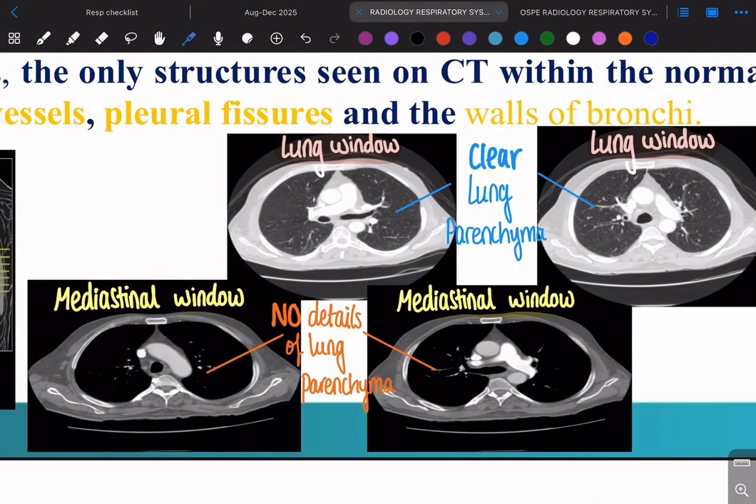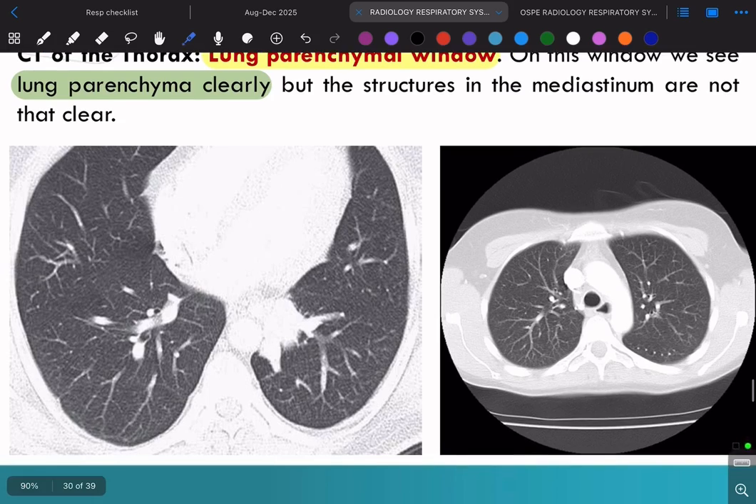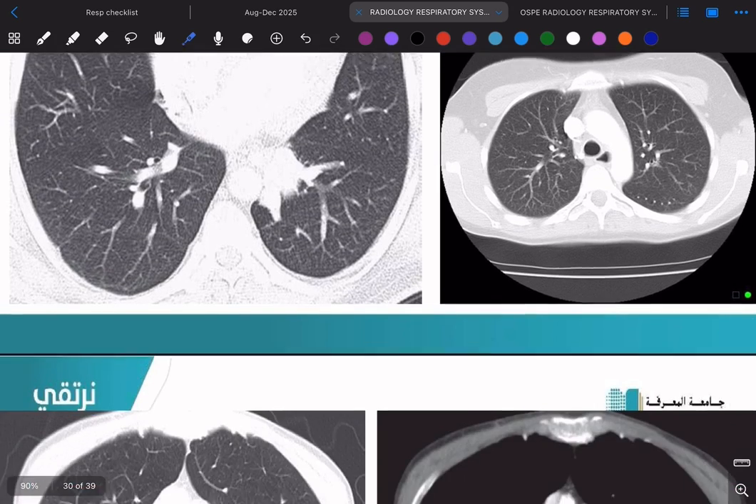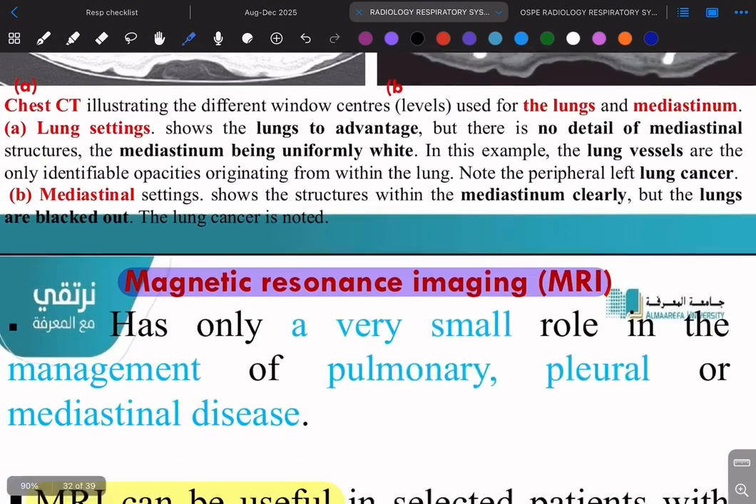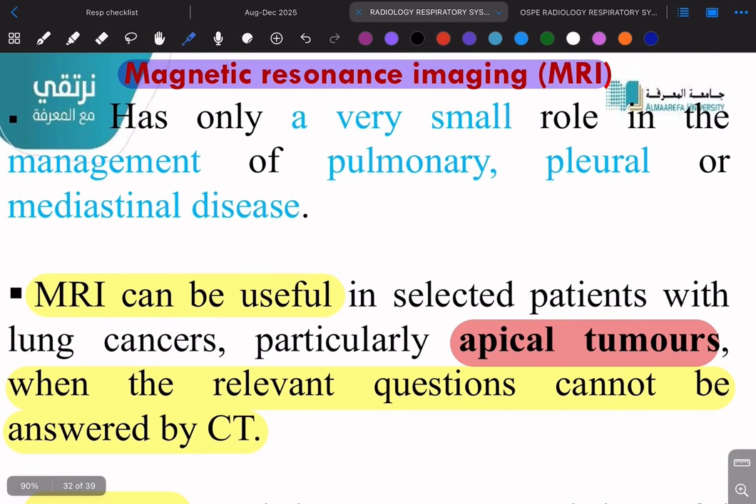Okay? Then these 2 images are the same exact thing. These 2 slides have the same thing I just said. That's just the images magnified. Okay? Now let's move to the MRI. The MRI is not usually the best option for managing pulmonary or pleural diseases, okay?